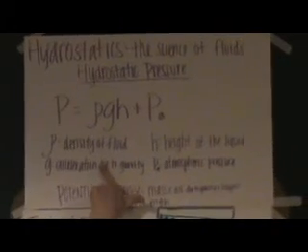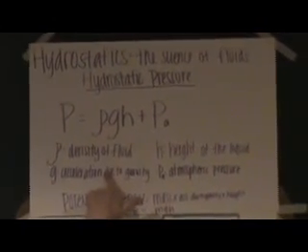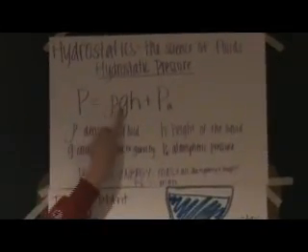The equation for hydrostatic pressure is P equals the density of fluid times the acceleration due to gravity, which is 9.8 meters per second squared down, times the height of the liquid plus atmospheric pressure.